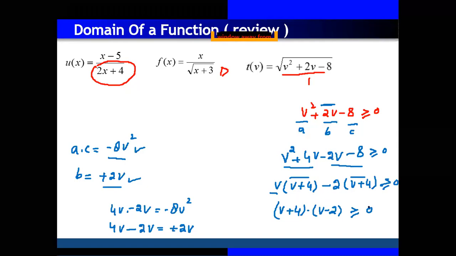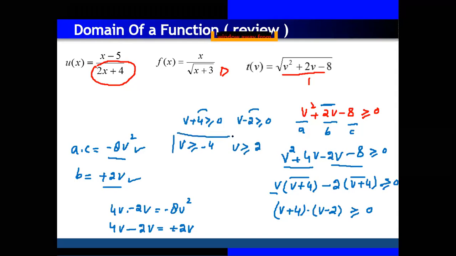Now separately you can solve. First one we have V plus 4 greater than or equal to 0. Second one we have V minus 2 greater than or equal to 0. If you transfer 4 to the other side, V is greater than or equal to minus 4, and if you transfer this one, V is greater than or equal to plus 2.